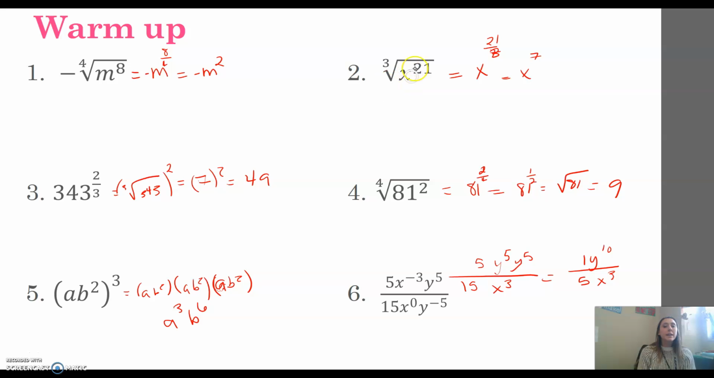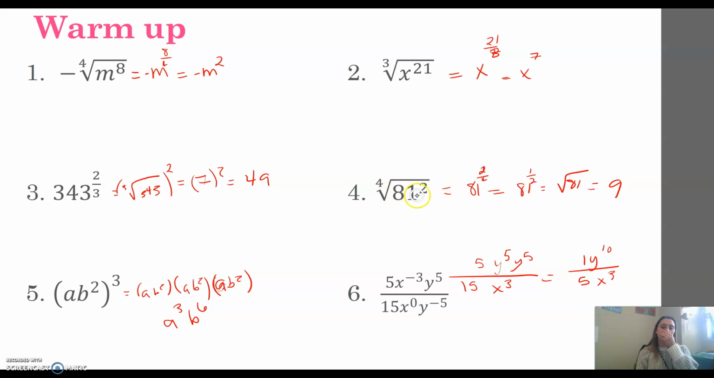So for 1 and 2, I went ahead and rewrote it from radical form to exponential form so that I could simplify, because 8 over 4 ends up being negative m squared. Did the same thing here. I rewrote it in exponential form, and then I simplified my rational exponent. I was given exponential form, so I rewrote it in radical form to help me do it, and I did that. This one, again, I was given it in radical form.